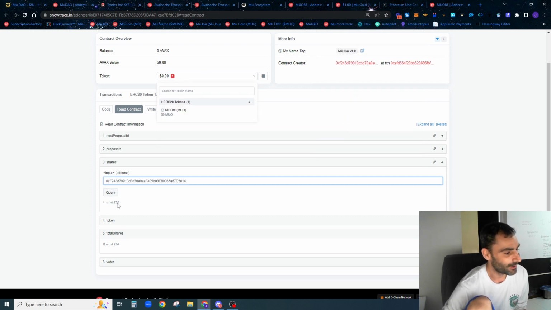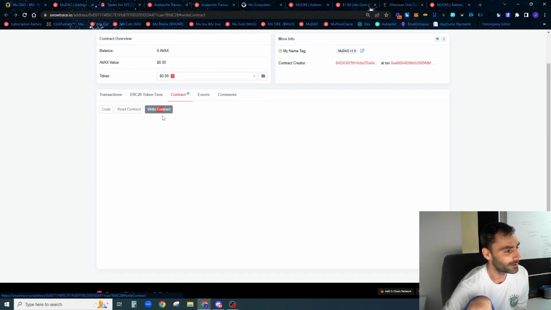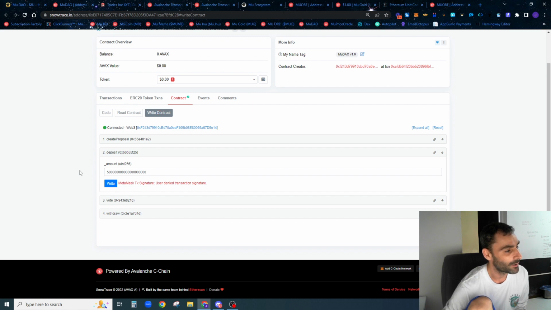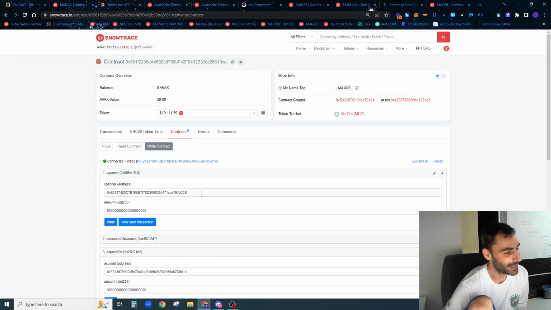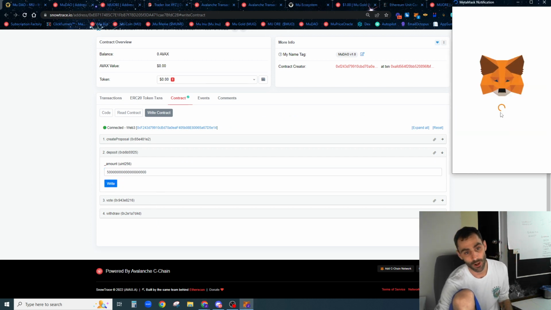All right, now if I look at my own wallet address, I can see that I have 0 shares. All right, so now what we're going to do is we're going to come over here and actually now do this deposit. Remember what we did is we came and we called this approve function. We approved this address, which is the Mu DAO's address. We approved that address to be able to actually spend 500 of our Mu or. So now we can come over and we can call this function and say, hey, we want to deposit 500 Mu or. So now we're going to actually call that function.